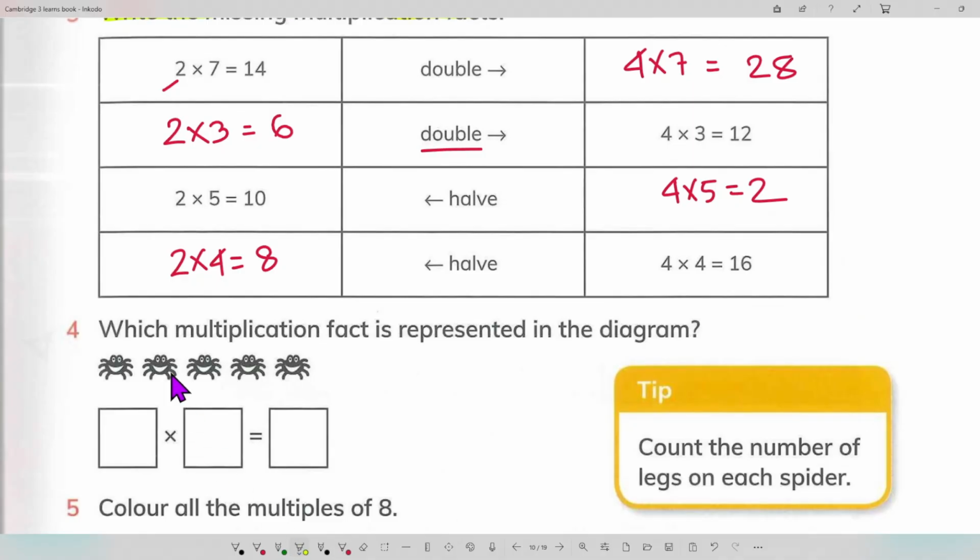Next question. Which multiplication fact is represented in the diagram? Look, here is a spider. 1, 2, 3, 4, 5 spiders. So we can write in here 5. And now we will multiply, count the number of legs on each spider. So how many legs? 1, 2, 3, 4. It means 8. So here is 8. 5 times 8, it should be 40.